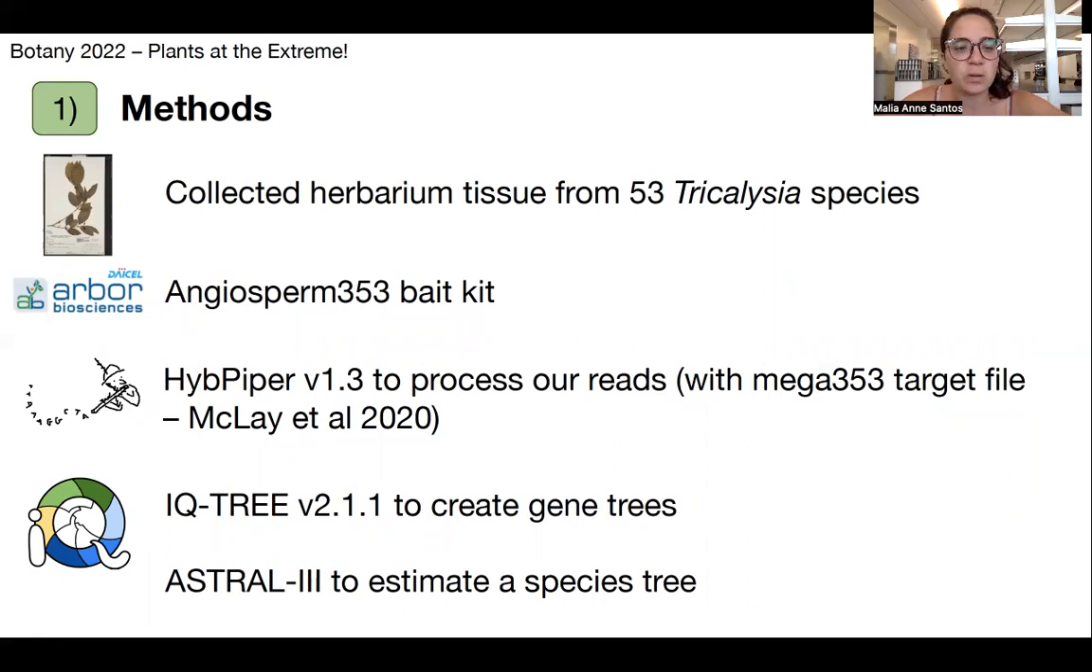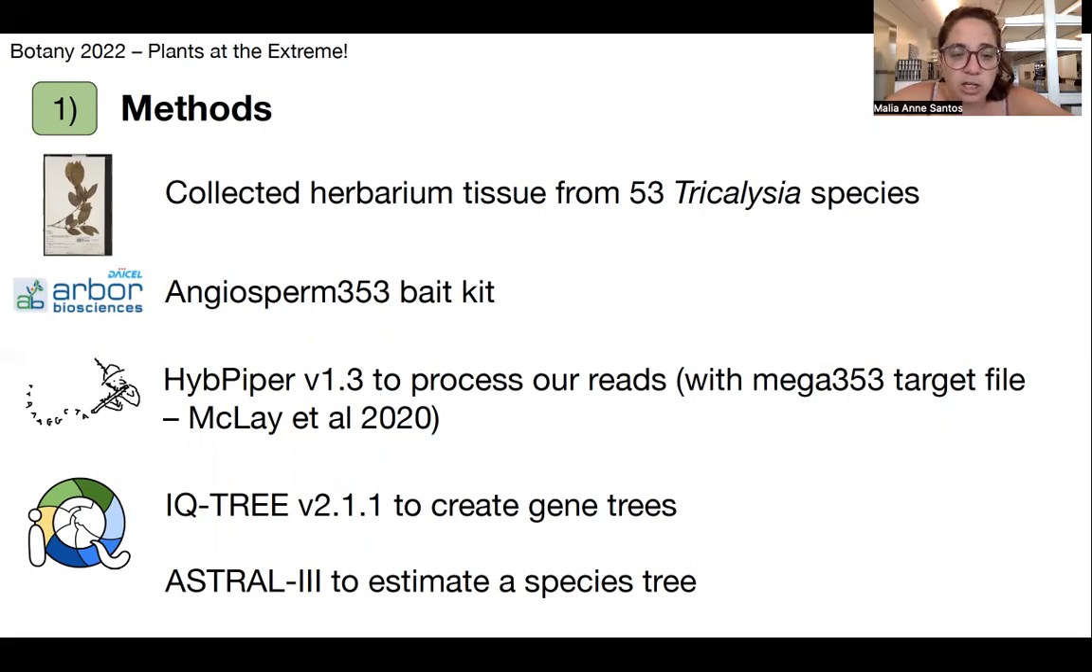We used the Angiosperms353 bait kit to target 353 putatively single-copy orthologs. We used HybPiper to process our reads. I do want to point out that we used the Mcllkey et al. 2020 Mega353 target file to add in more Rubiaceae samples to that target file to improve the capture efficiency that we were getting.